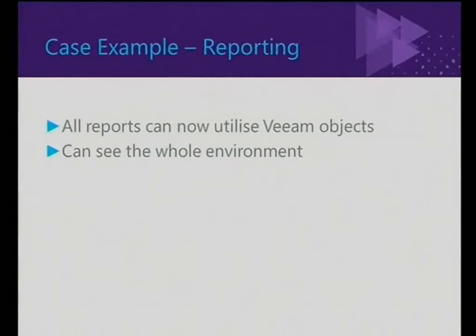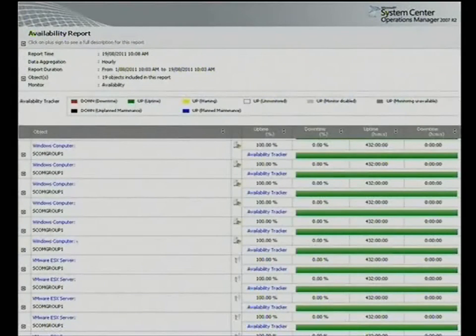The second one, reporting. I mentioned at the start that we had a real issue producing management reports, especially on availability. The best thing about the Veeam product is that now we can utilize all of those Veeam objects in any report. So Charles showed you the reports that Veeam produce themselves, but you can use them in all of the existing reports as well.